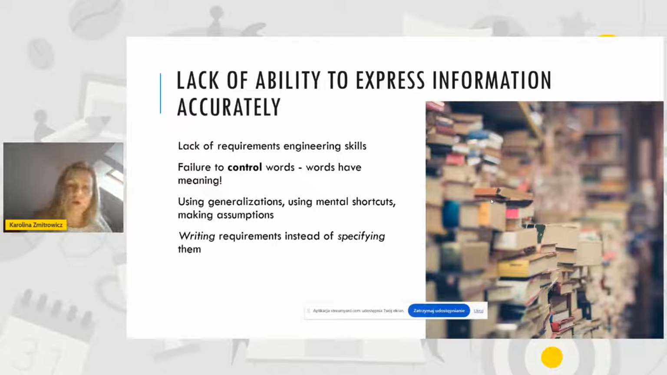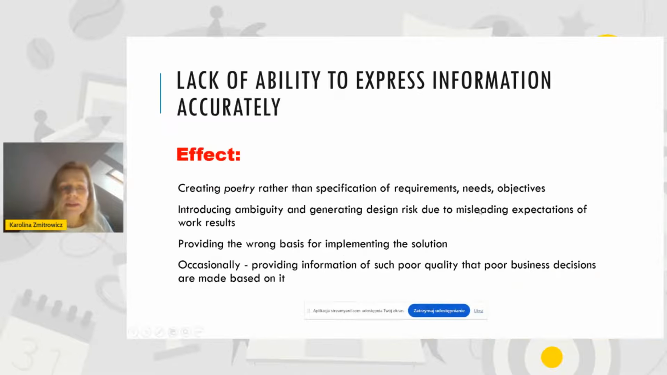If you don't control words, then we can expect some effects. Like, for example, you are providing requirements, business needs that are actually wrong. Not because they are wrong from the business perspective, but because they are expressed, formulated in an incorrect manner, which leads to making wrong decisions, which leads to wasting capabilities of organizations. We are generating risk, project risk and business risk, because someone will make a decision on the basis of wrong information.